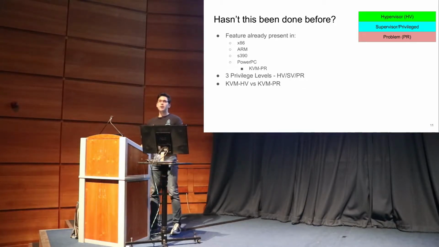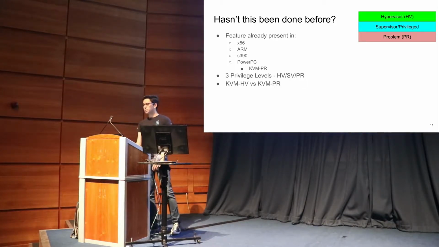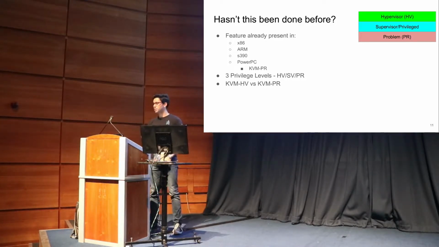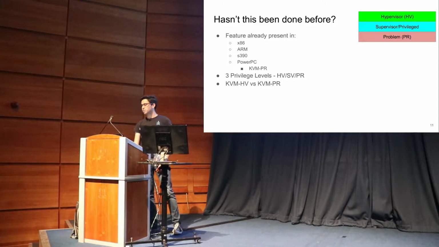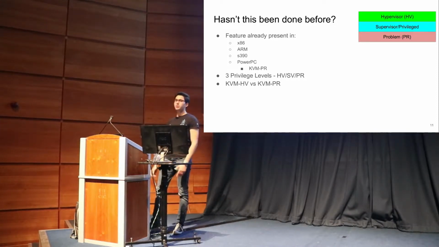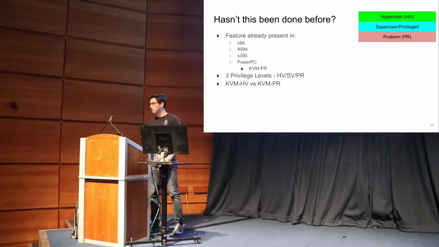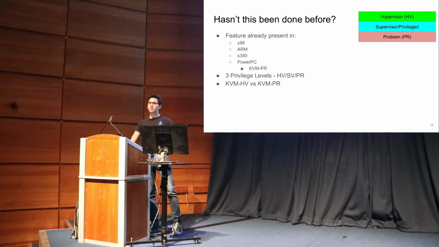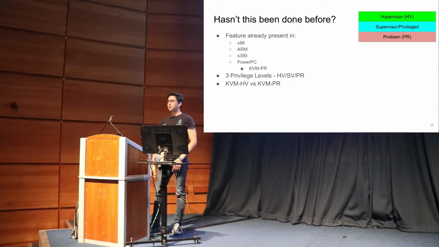But before we get into that, it's important to note that there are three privilege levels on PowerPC. You have hypervisor mode, which is the most privileged, and where your host operating system runs. We then have the supervisor mode, or privileged, and that's where your guest operating system would run. And then the least privileged mode is problem state, or PR, and that's where your host and guest user spaces run.